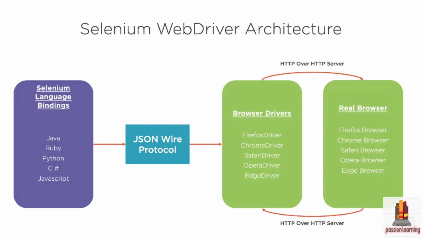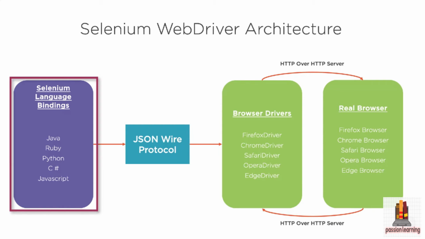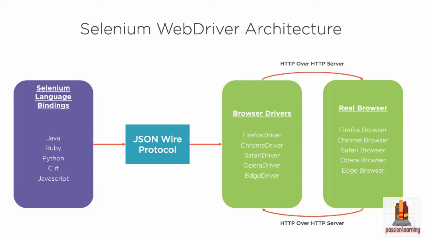Here's a diagram showing the architectural representation of the Selenium WebDriver. It has 4 basic components: the Selenium language bindings, JSON wire protocol, browser drivers, and real browsers. Selenium developers have built language bindings or Selenium client libraries in order to support multiple languages. For instance, if you want to use the browser driver in Java, use the Java bindings. All the supported language bindings can be downloaded from the official website of Selenium.